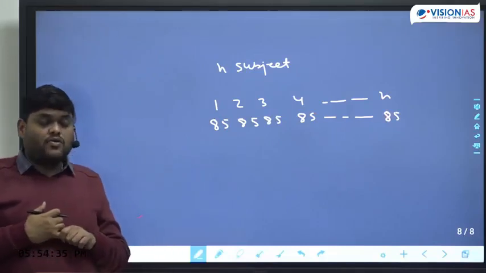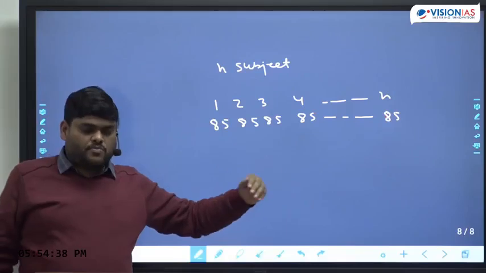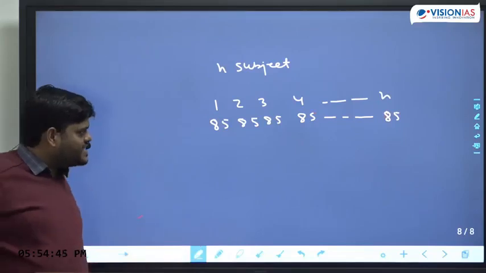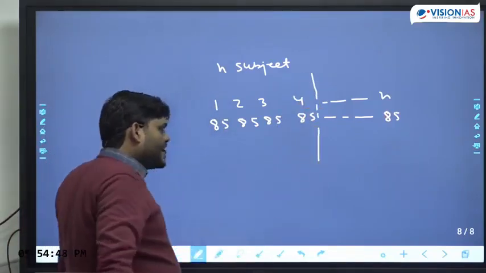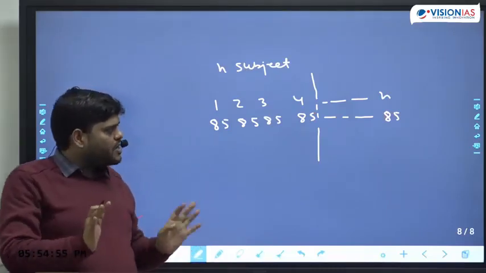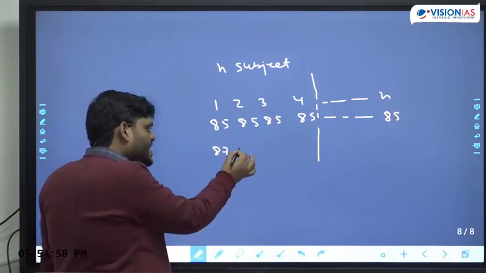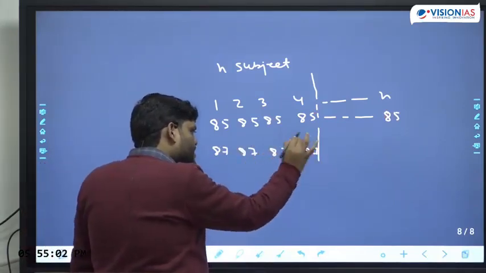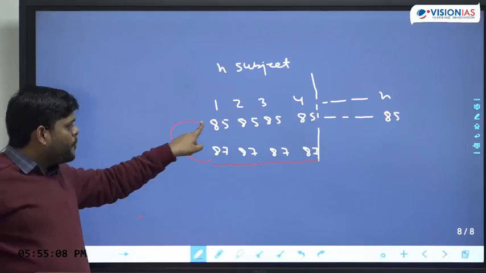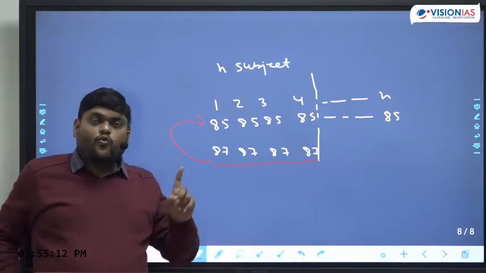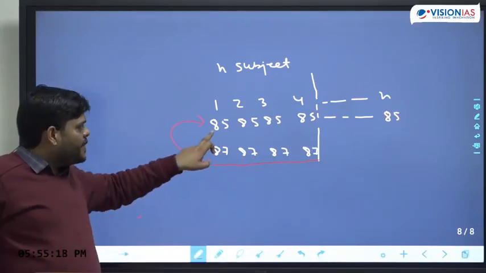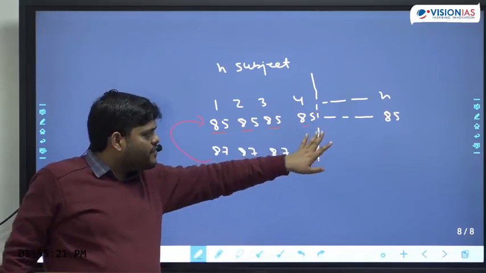But according to the same question, some more information is given. 4 subjects have average marks 87. Overall it is 85, but out of that 4 subjects have 87. That means these 4 have 87, 87, 87, 87. Now understand, are these 4 violating the group rule, or not? Why are they violating the group rule? Because according to the whole group, everybody should have 85, 85, 85 and 85.